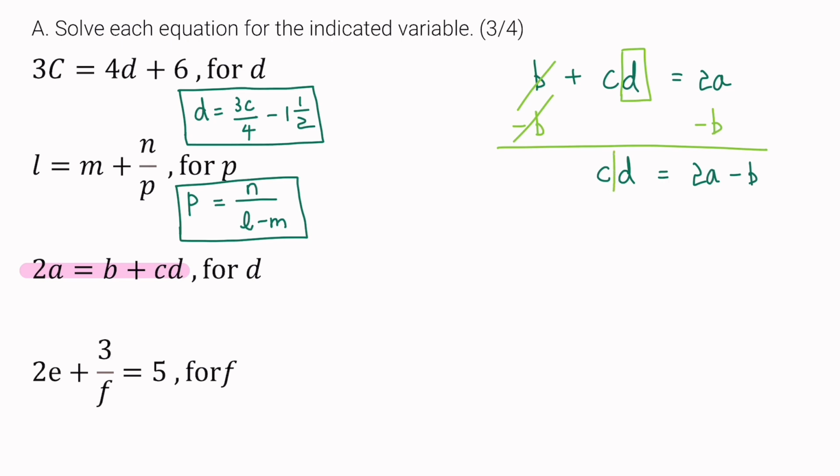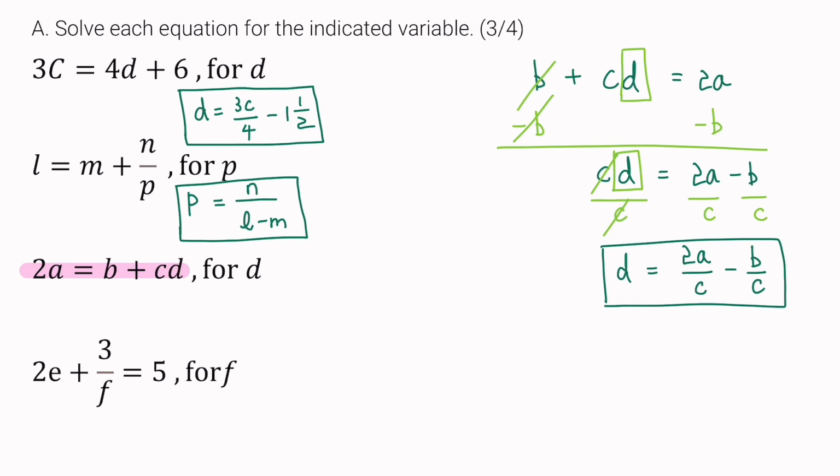Now, since we are solving for this variable d, we need to get rid of this c, and we can do that by dividing every variable with c, and that way we can eliminate that coefficient or variable c and say d is equal to 2a over c minus b over c. And that's going to be our final answer for this third question.